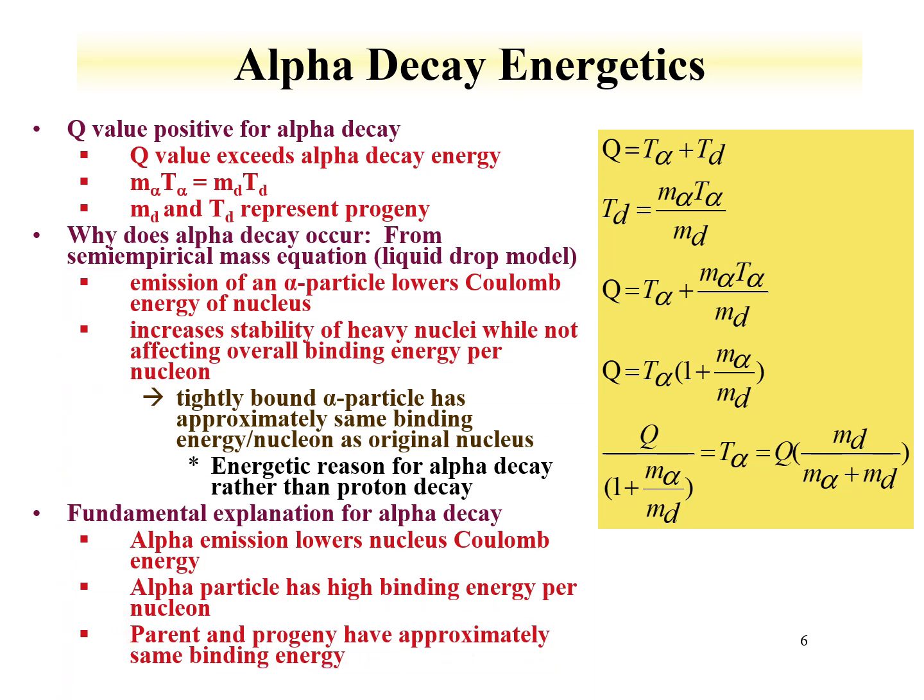So this means that the alpha particle can be emitted and increase the stability of the nucleus in terms of Coulomb energy, but not have a great change in terms of binding energy per nucleon.